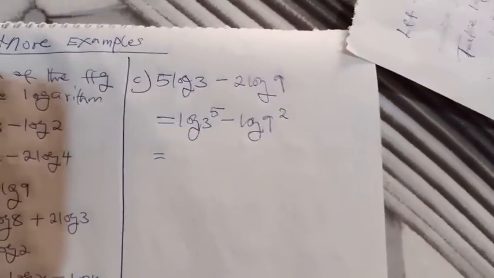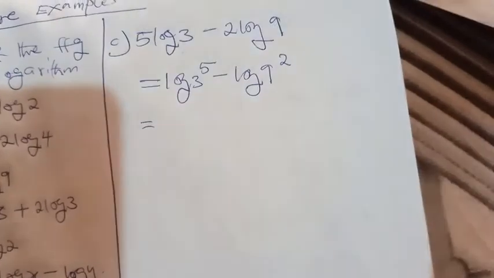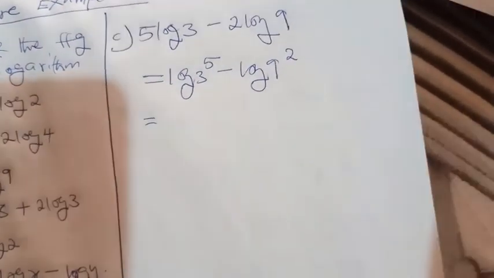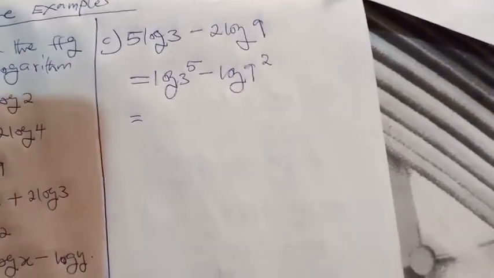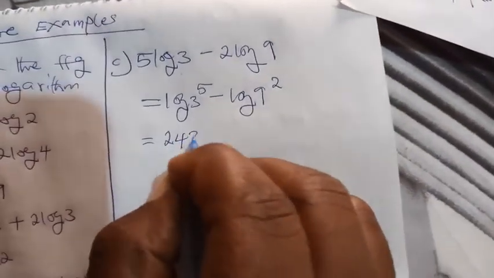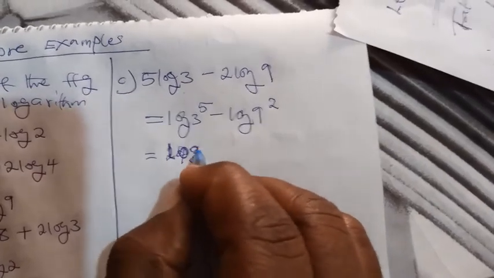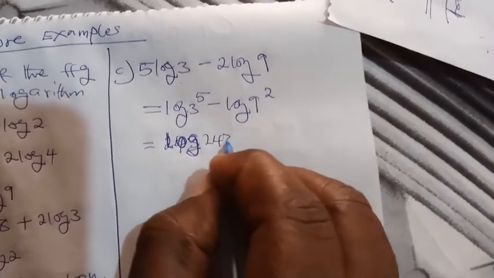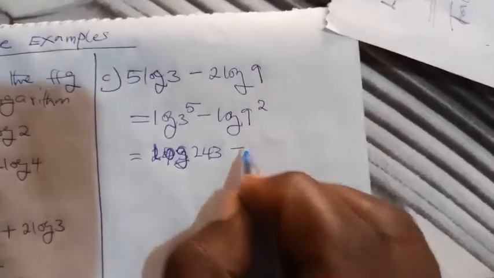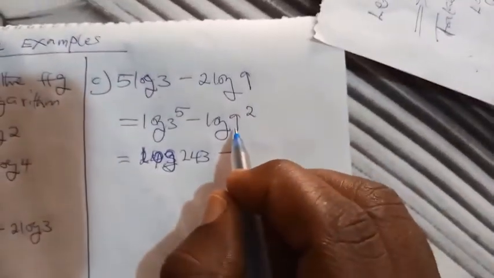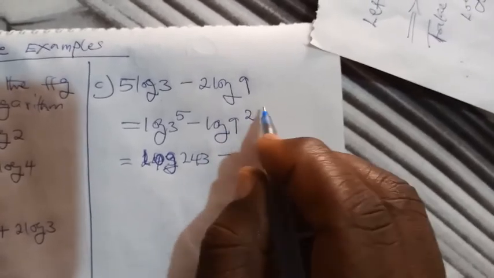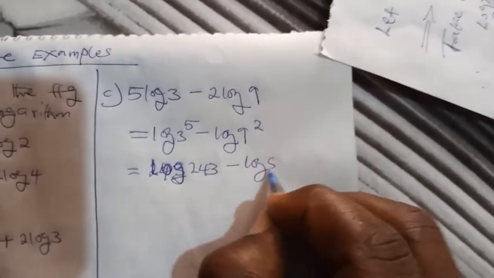See that? And so this becomes 3 raised to power 5. 3 raised to power 5 is 243. Yeah, 243. Sorry, I have to write the logarithm first. Log 243 minus log 9 raised to power 2, which will be log 81.